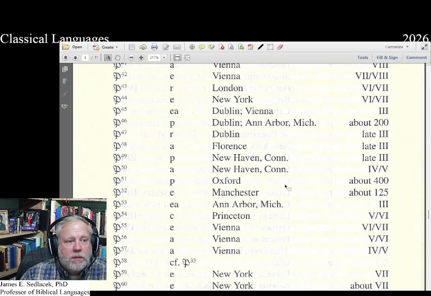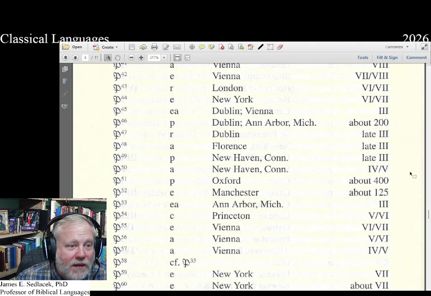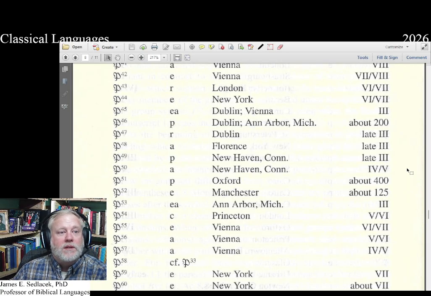P52. Manchester, about 125. That is 2nd century, year 125. Now, I was there. I got to look at it, and there's been some controversy about whether it's 125 or 170. They switched the date on it. It could be as late as 170. It doesn't change anything in this. It's still one of the oldest that there are. So it doesn't really change a lot.